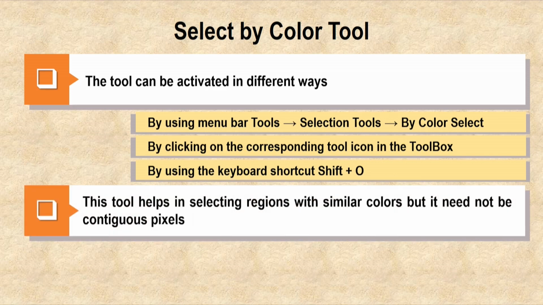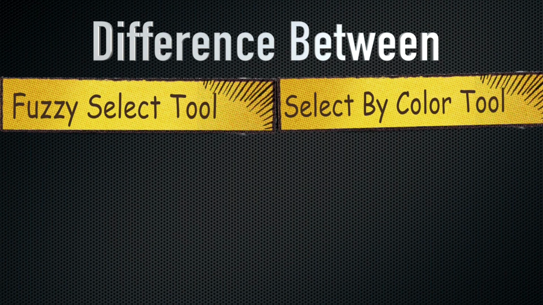This tool helps in selecting regions with similar colors, but it need not be contiguous pixels. So we need to understand how select by color tool in GIMP is different from the earlier tool, that is fuzzy select tool.